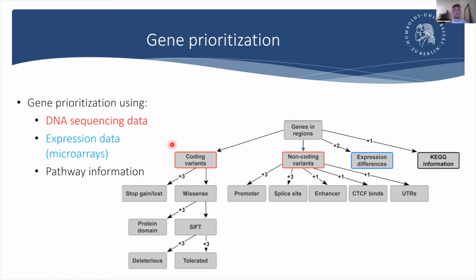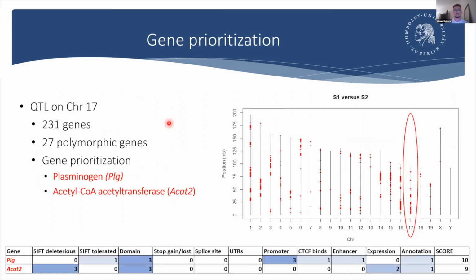With these three different lines of evidence, we created a decision tree prioritization approach that is represented in the figure, which allowed us to score every gene in each QTL region from the most interesting one to the less interesting one. For example, applying the prioritization approach on the QTL on chromosome 17, which is the most interesting one, associated with all the 3 metabolic traits that we collected. In this region, we identified in total 231 protein coding genes. Having a look at the whole genome sequencing data from the parental strains, we identified that only 27 of these genes are polymorphic between the parental lines.